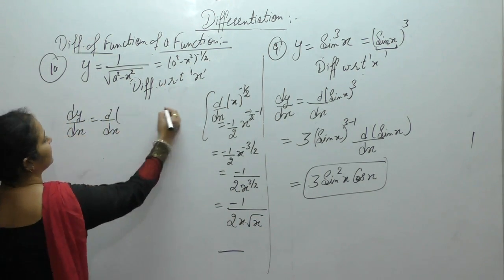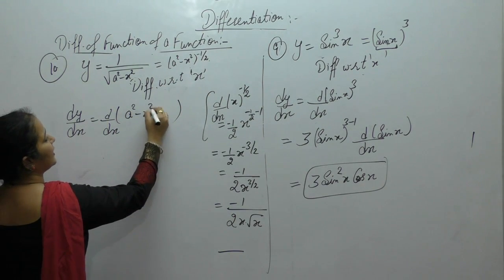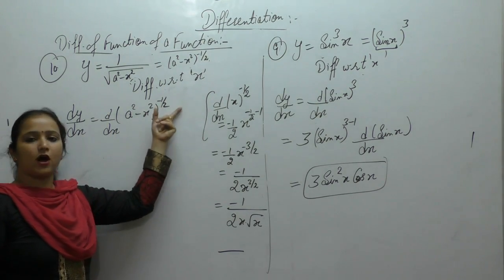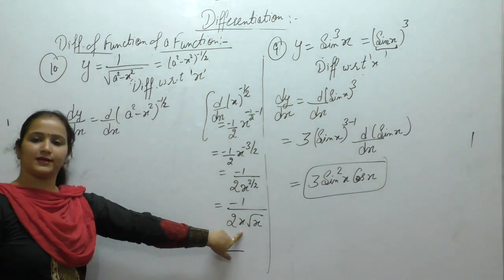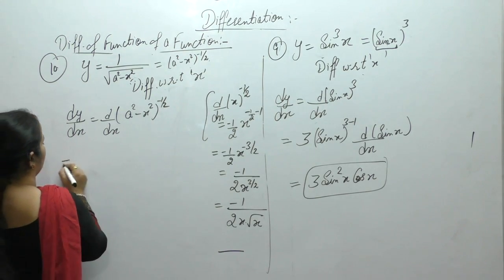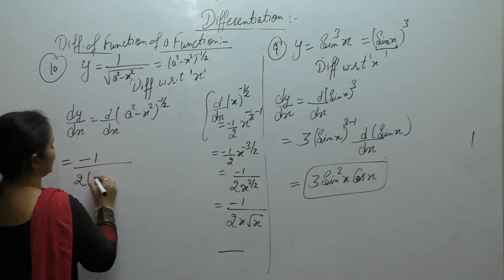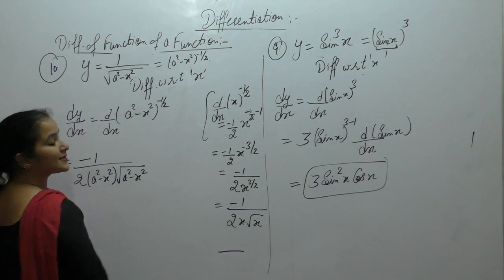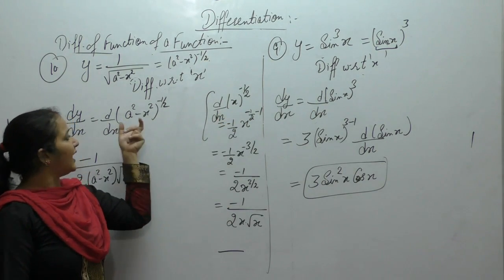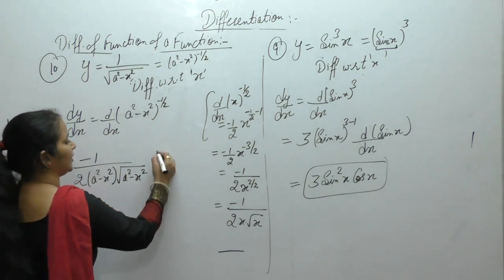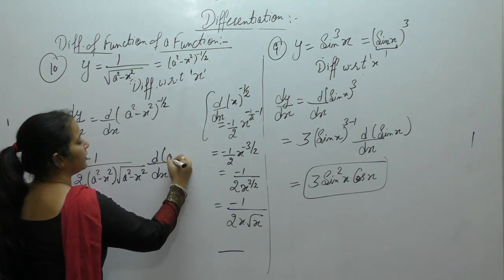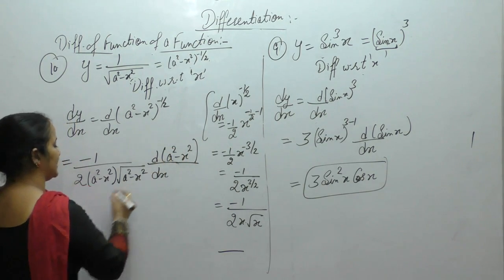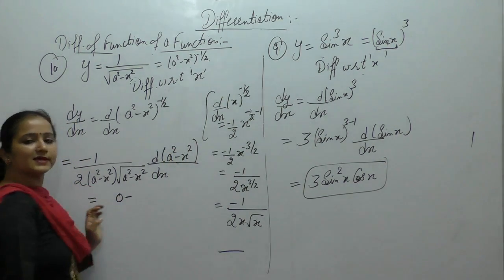Now use this formula here. A square minus x square power minus 1 by 2. The derivative of x power minus 1 by 2 is this, so apply this formula. Minus 1 by 2 times a square minus x square, square root of a square minus x square. Now instead of x we have the term a square minus x square, so take the derivative of a square minus x square. Now a square is a constant, and the derivative of a constant term is 0.